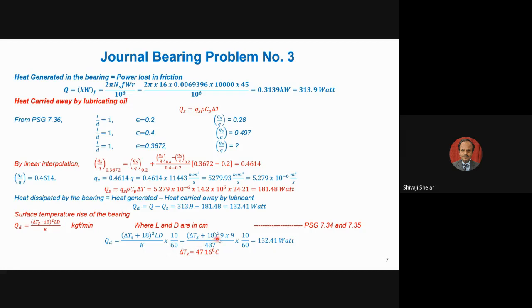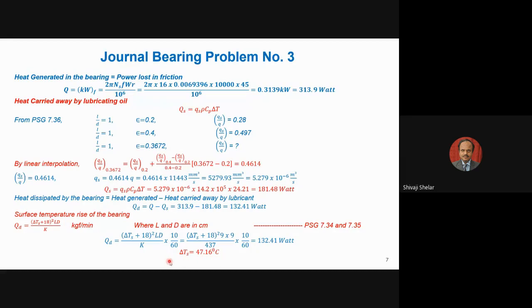Plus 18, that is from the formula, multiplied by the length of the bearing in centimeters, that is 9 centimeters, into the diameter of the bearing journal in centimeters, that is 9, upon 437. I am considering a well ventilated bearing having proper flow of air around the bearing surface. So you can take the value of capital K as 437 into 10 by 60, that is for conversion. This is equal to 132.41. So from this we get delta TS equal to 47.16.